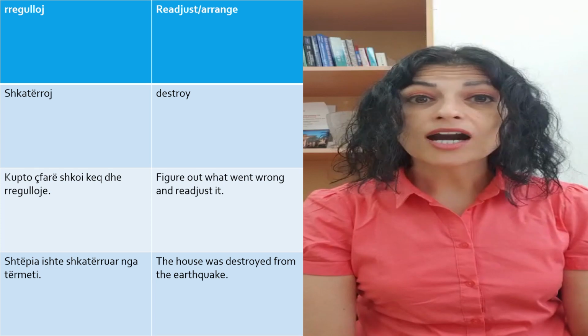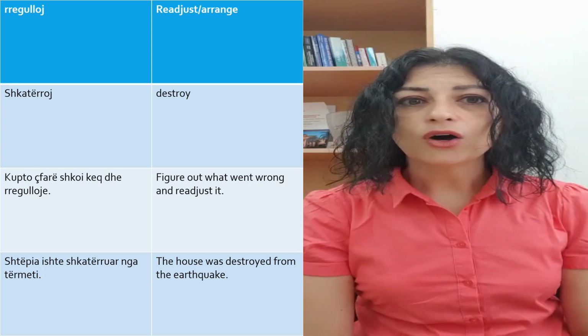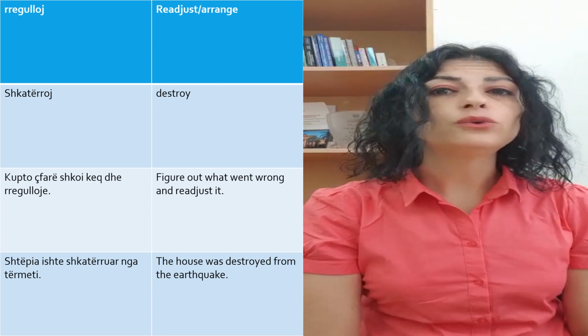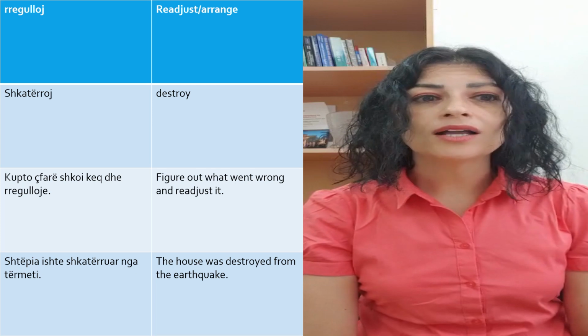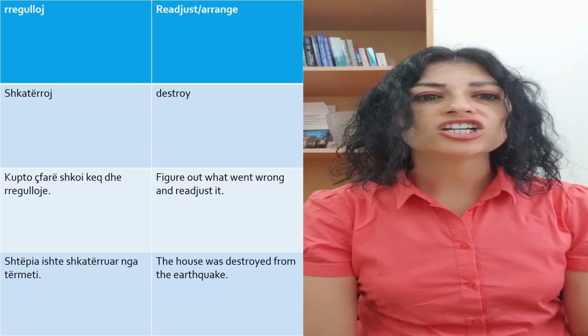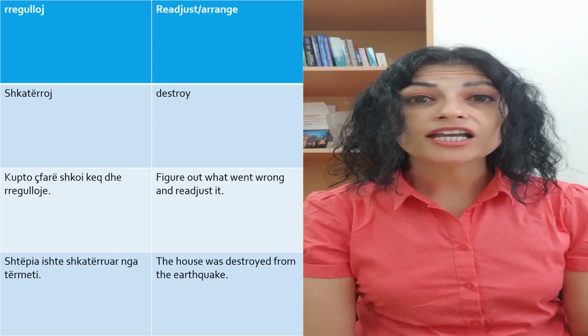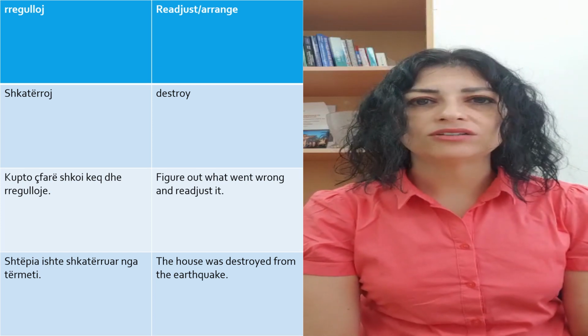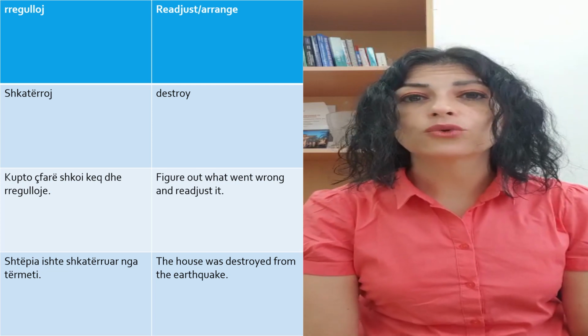Kupto çfarë shkoi keq dhe rregulloje. Figure out what went wrong and readjust it. And the opposite one is shtëpia ishte shkatruar nga tërmeti. Shtëpia ishte shkatruar nga tërmeti. The house was destroyed from the earthquake.